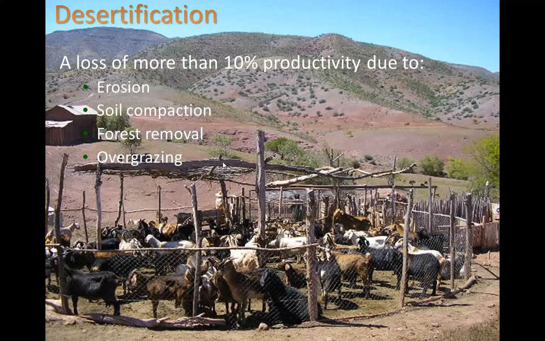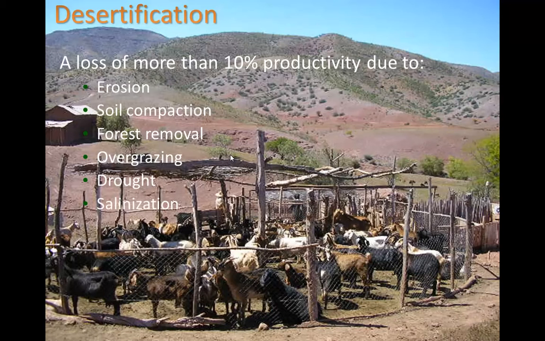Overgrazing, and so here you see a large number of livestock. It takes a lot of vegetation to support this many goats. And if you look around, there's not a whole lot of vegetation there. So this is the case of desertification. They pretty much have eaten up or over-eaten the vegetation. Drought can also lead to desertification.